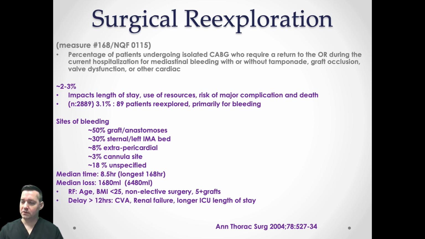People do worse when you take them back for obvious reasons, but also delays are a huge problem. Median time is about 8.5 hours. You want to try to be slightly better than that when arriving at a decision. Risk factors, obviously, are age and comorbidities. Multiple graft sites, 5+ grafts, is an independent risk factor. BMI, I think, is an important one.